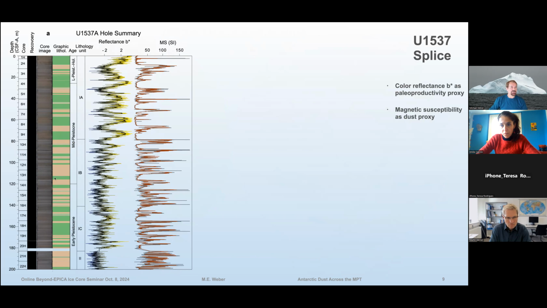Now, what we do is magnetic susceptibility. We measure on the whole round part. This is the red curve. And later on, we use a point sensor with a higher spatial resolution to measure it again. You see that curve is a little bit more spiky.